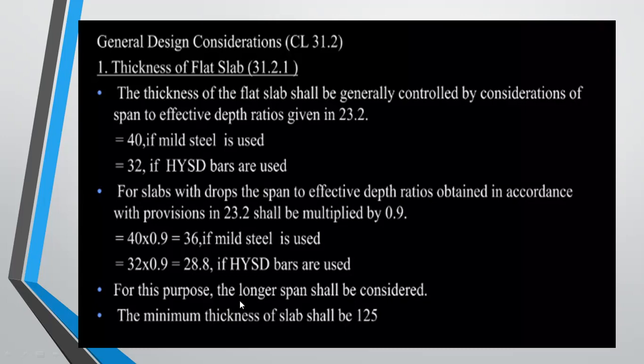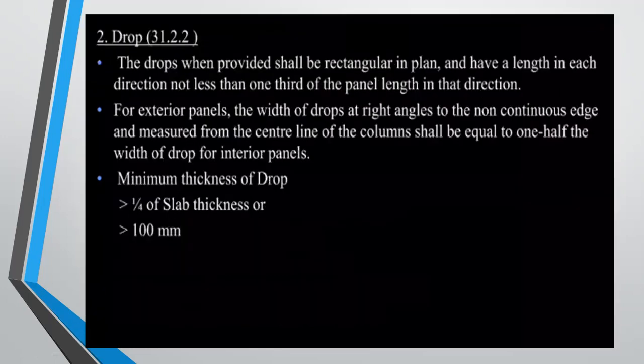And the other purpose, if it is for longer span, shall be considered. And the minimum thickness followed is 125. It should not be less than 125 mm. And the drop requirement is given in clause 31.2.2. Okay, so the drop provided shall be rectangular in plan, have a length in each direction not less than 1/3 of the panel length in that direction. And the minimum thickness of the drop is 1/4 of the slab thickness or 100 mm.